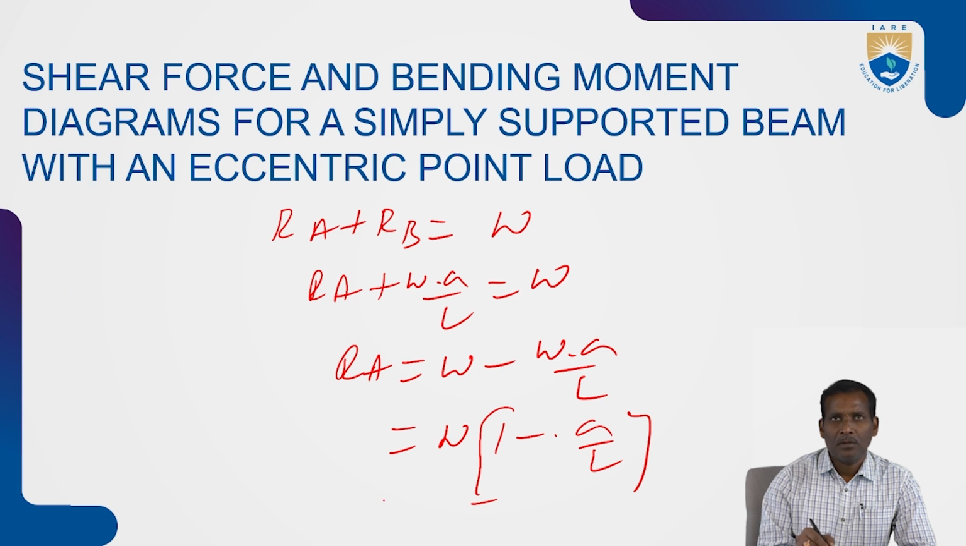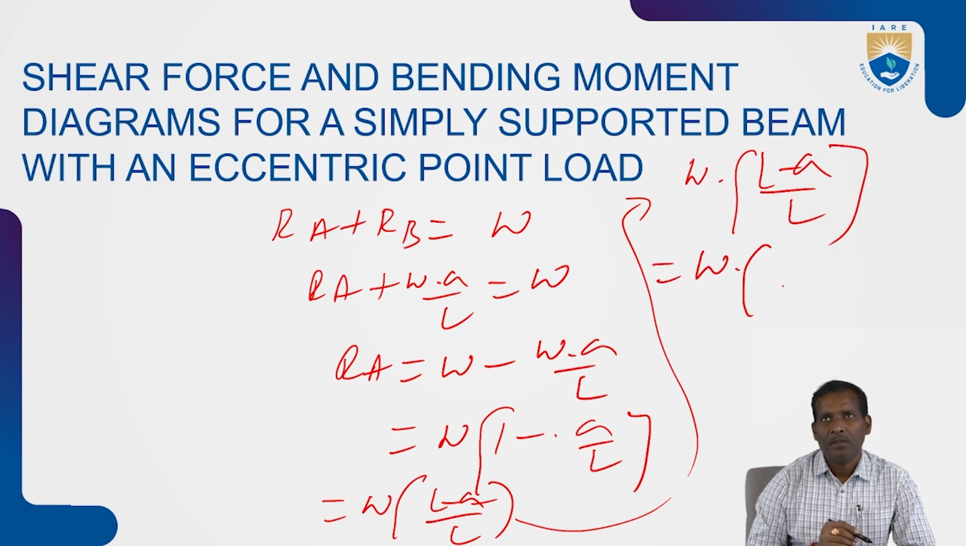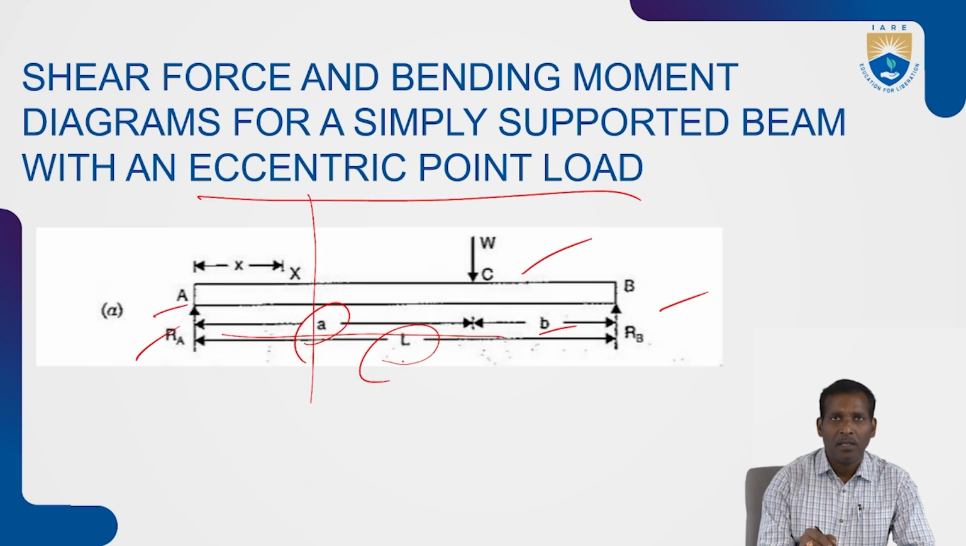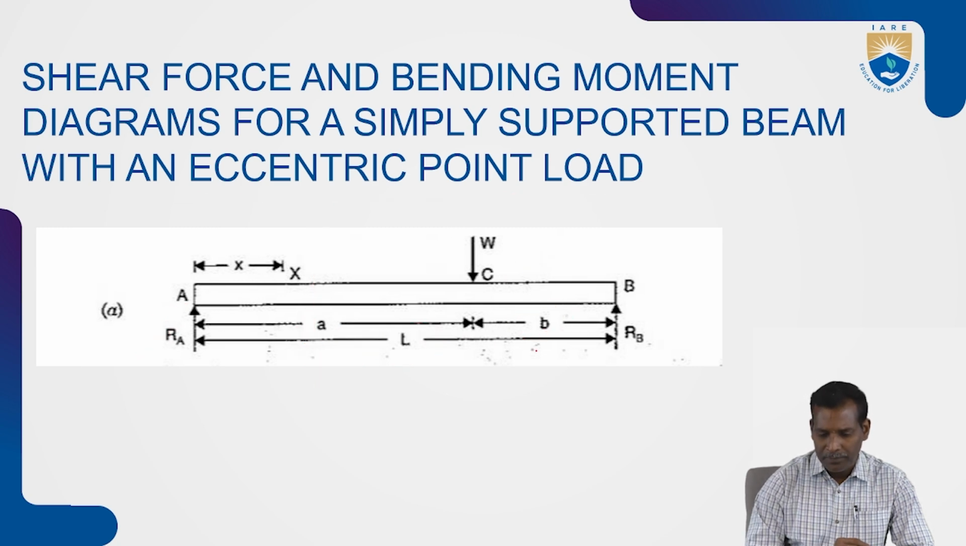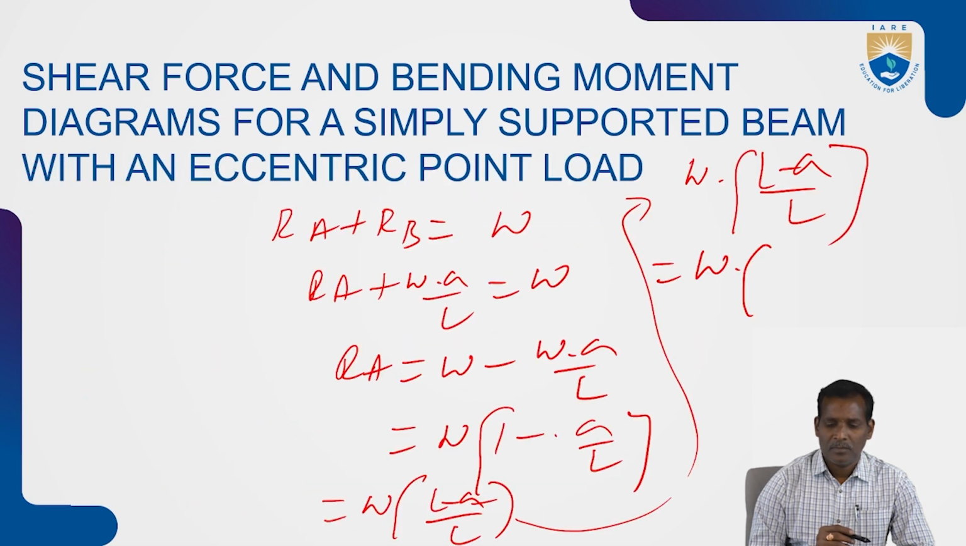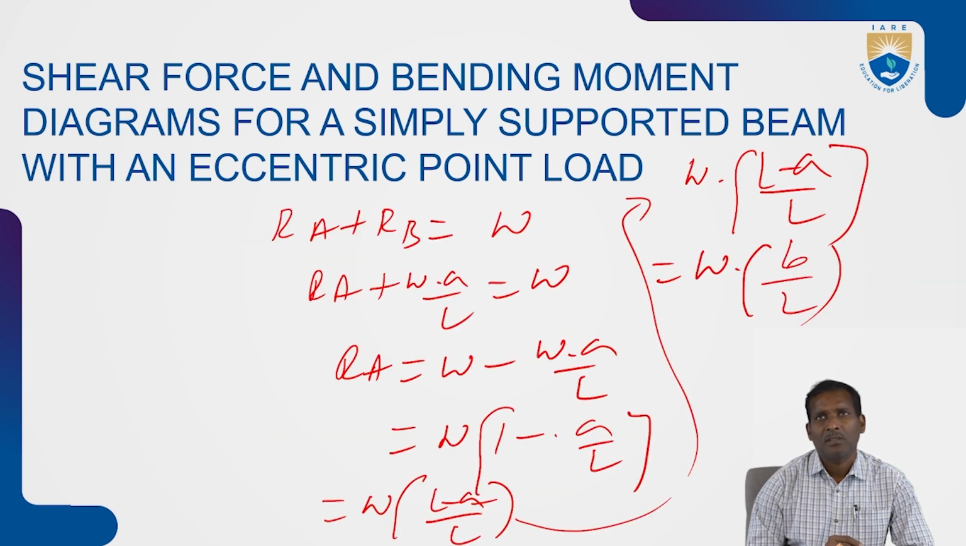Clear? So now you can write this equation: W into (L minus A) by L. So what is this L minus A? As per the diagram, L is the total length, and A is the distance from the left support to the load. So L minus A is equal to B. So B by L. So now RA is equal to WB by L, and RB is equal to WA by L. So your reaction forces are calculated.